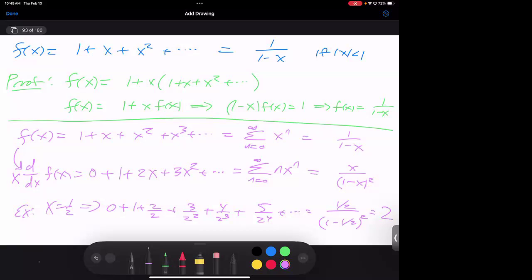After differentiating once, what could we do? Again, you could keep differentiating and you can generate infinitely many new identities from this. So this is an absolutely wonderful technique.